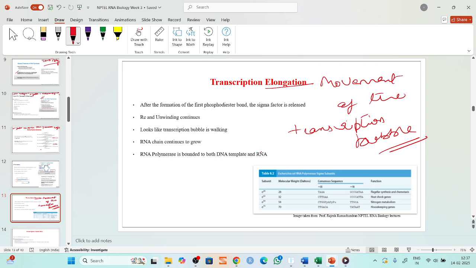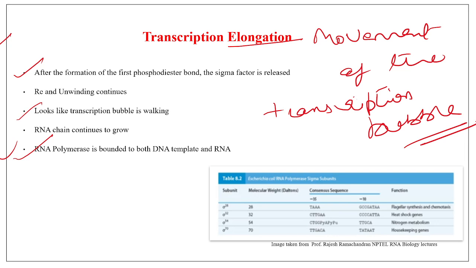So after the formation of the first phosphodiester bond, the sigma factor is released. Then unwinding continues, and it looks like the transcription bubble is walking over the DNA, and the RNA chain continues to grow, and RNA polymerase is bound to both the DNA template and the RNA. So this is what transcription elongation tells. And I'll try to close it.